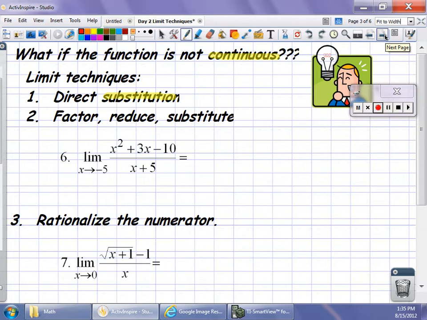What if the function is not continuous? Again, if the function is not continuous, then there may be a break, there may be a gap, there may be a hole, and in those cases we have to examine very carefully what's happening from the left and what's happening from the right to see if they agree. So analytically, how do we deal with that?